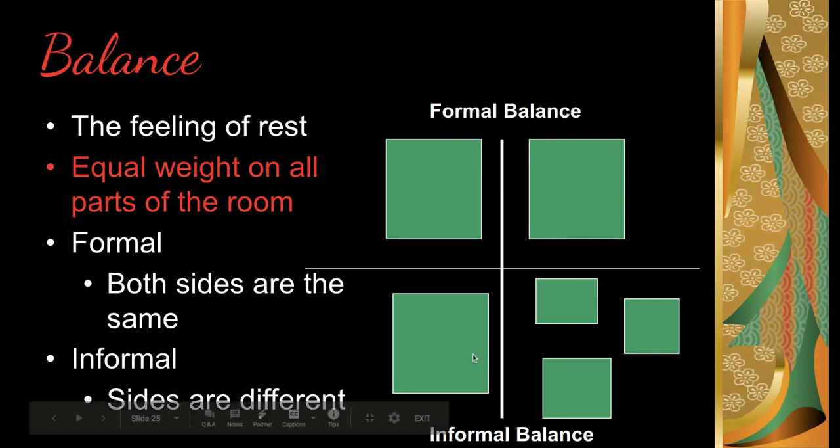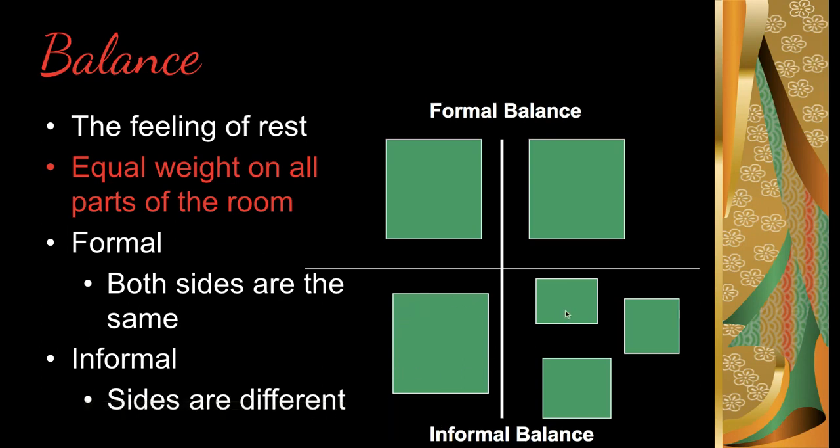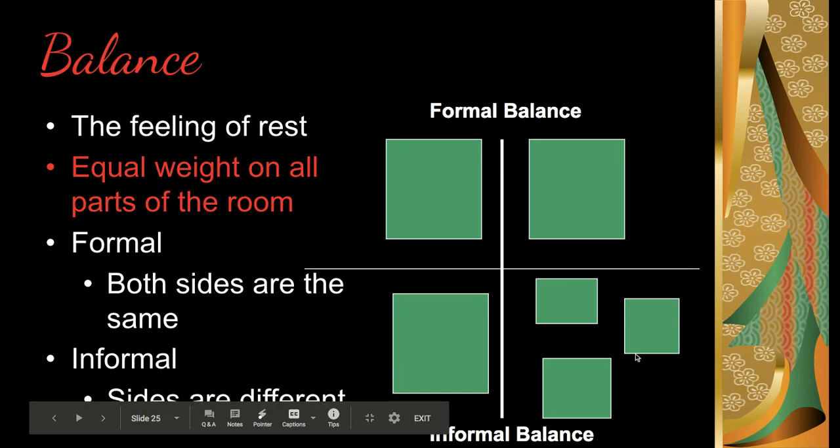Informal is when there are different items on each side, but it takes up the same visual weight. We're not actually going to weigh the items in the room. We can say, hey, this big square takes up about the same amount of space as these small squares, so it is balanced. One does not look overly heavy compared to the other.